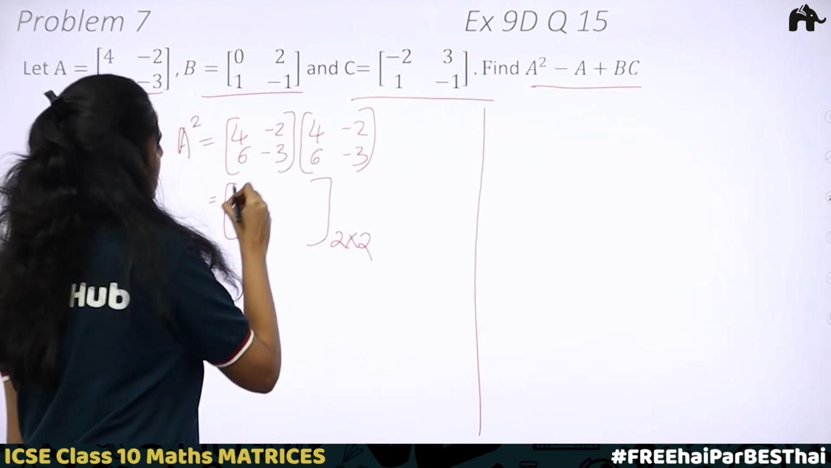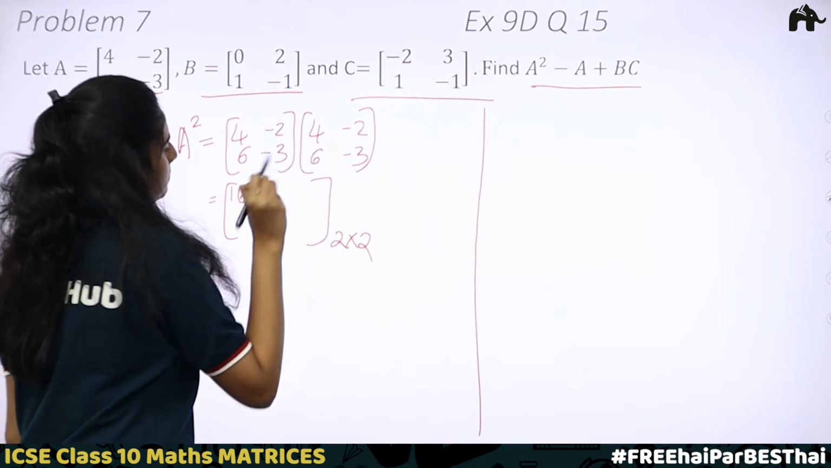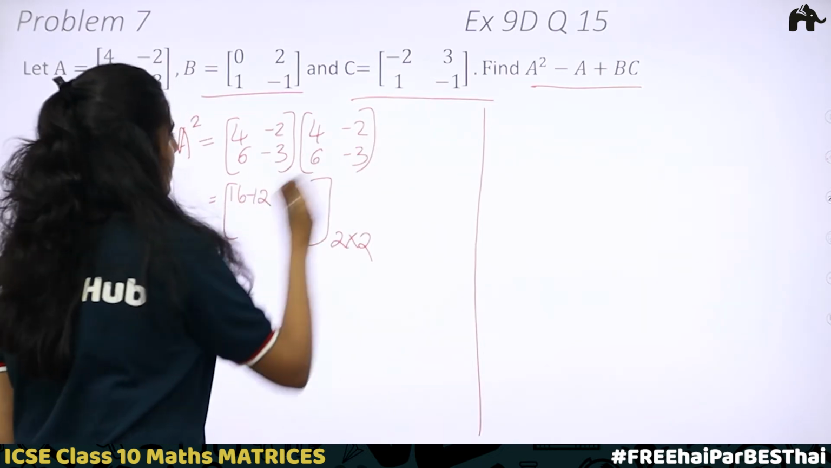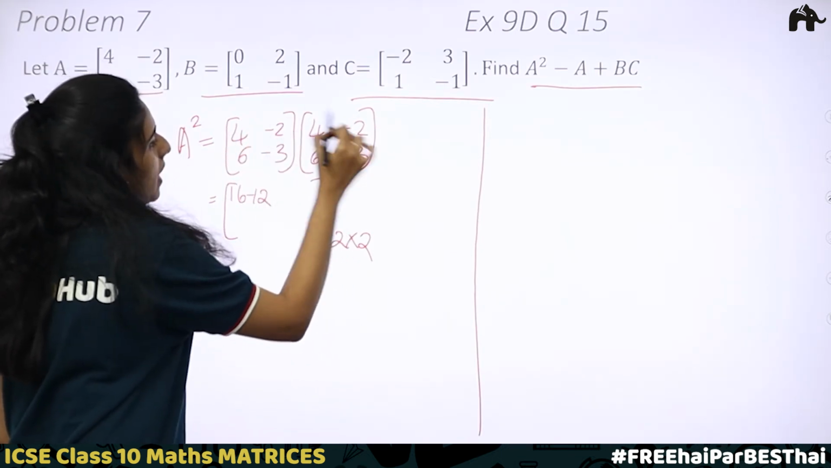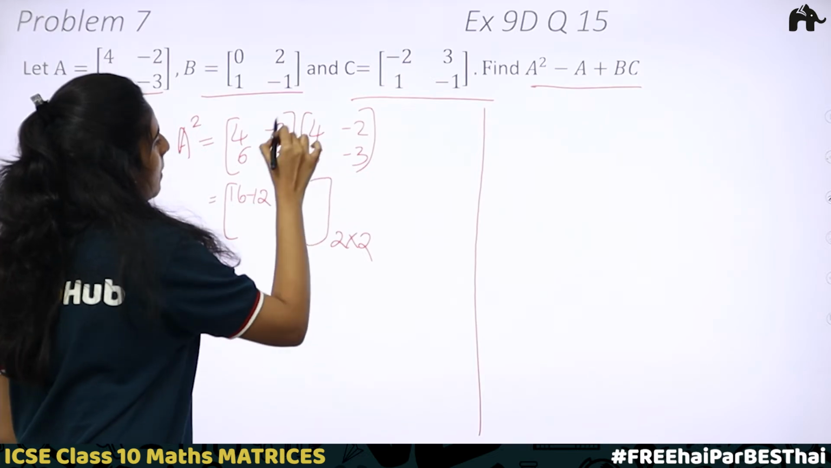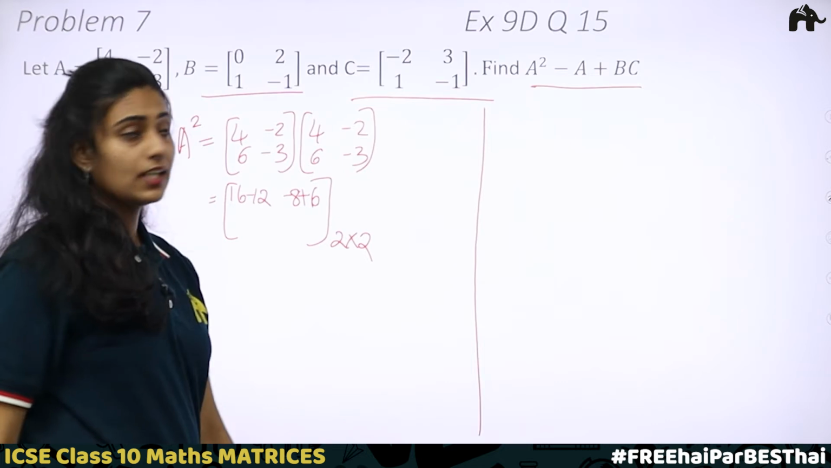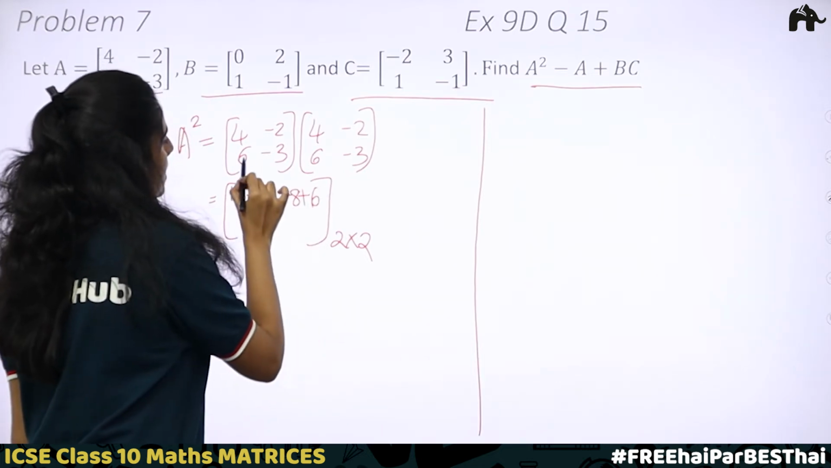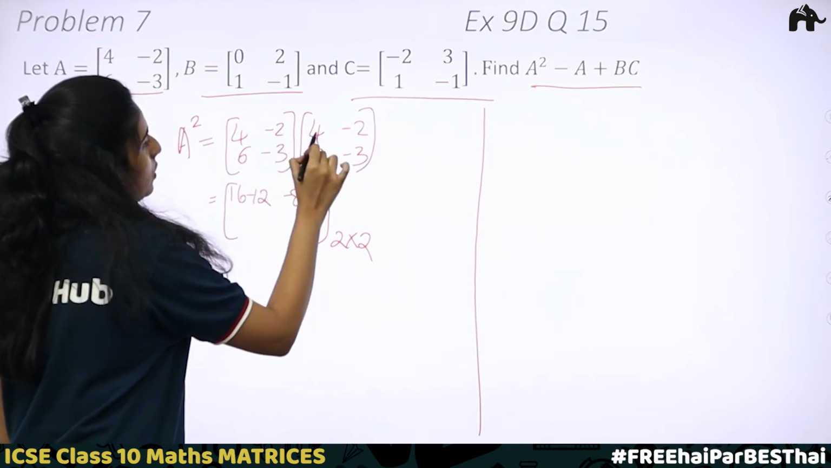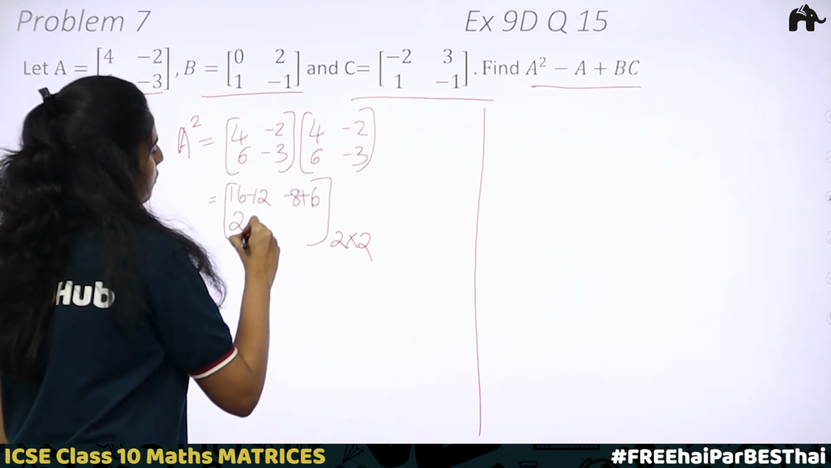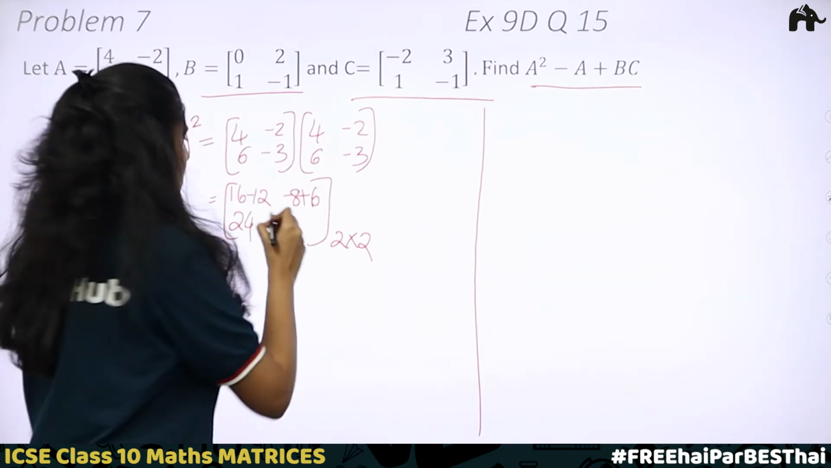4 into 4 is 16, minus 2 into 6 is minus 12. Okay. Next, second element, we have to consider first row, second column. 4 into minus 2 is minus 8, minus 2 into minus 3 is plus 6. Next, third element, we have to consider second row and the first column. 6 into 4 is 24. Minus 3 into 6 is minus 18.